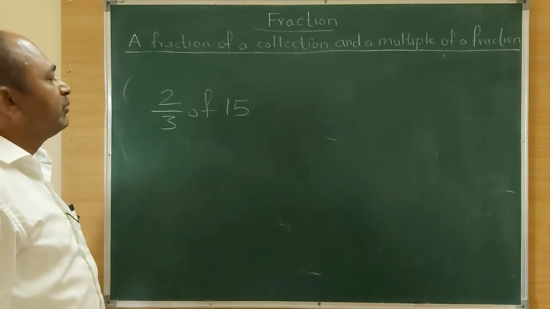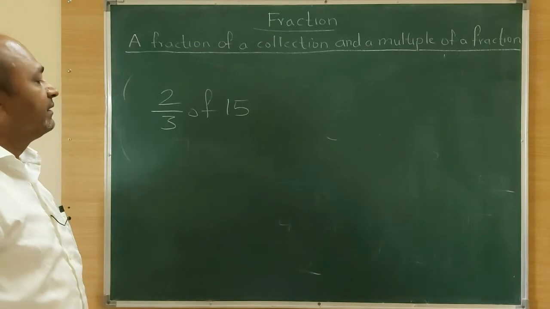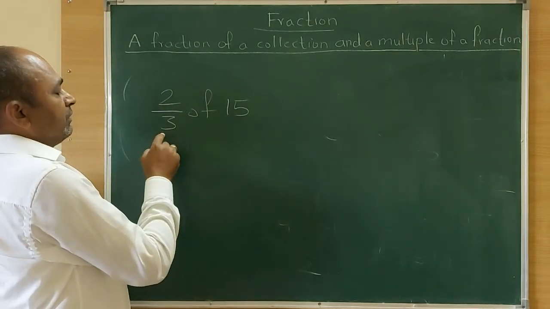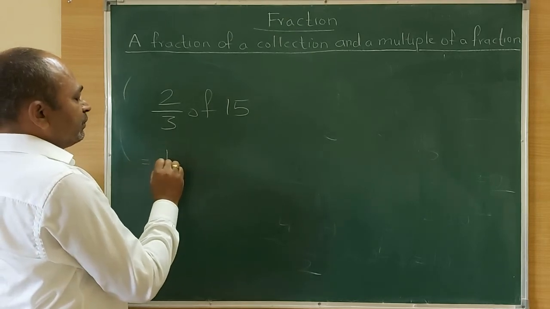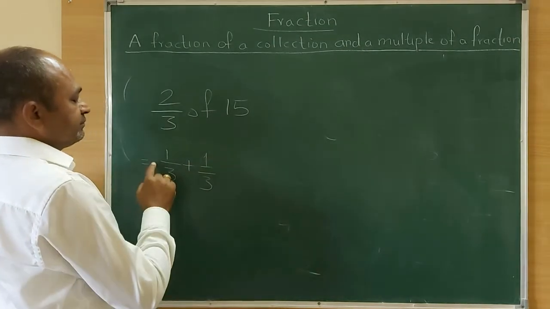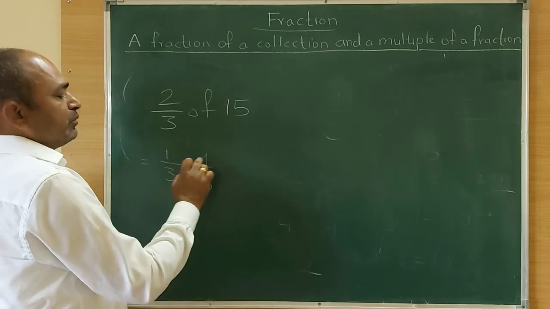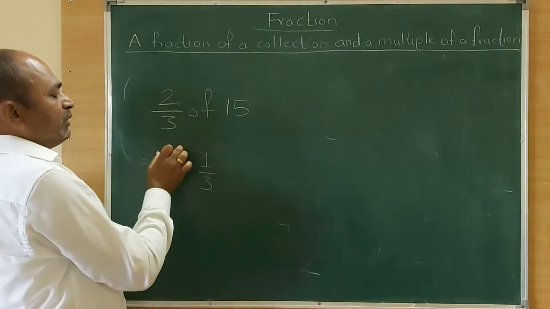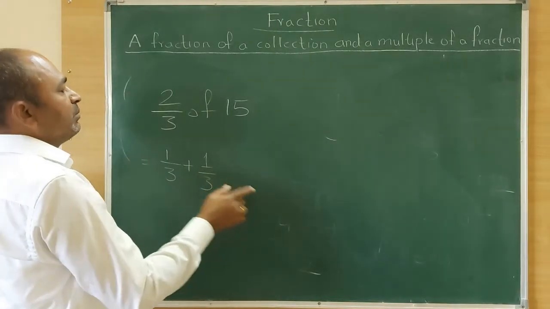So here what do we have to do first? We have to find out 1 upon 3 of 15. 2 upon 3 means what? 2 upon 3 also, you know, we can write as 1 upon 3 plus 1 upon 3, 1 upon 3 added 2 times. Only numerators will be added, denominator will be as it is. So it will be 1 plus 1 is 2, and 3 as it is, 2 upon 3.